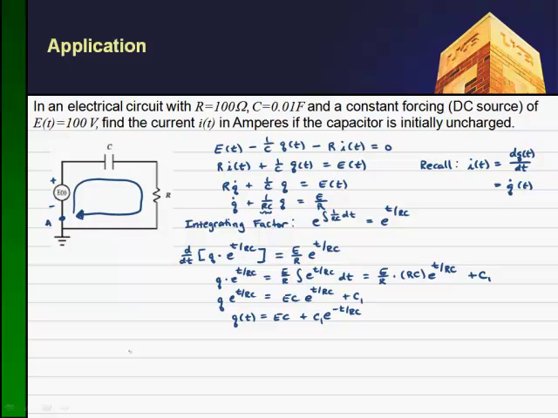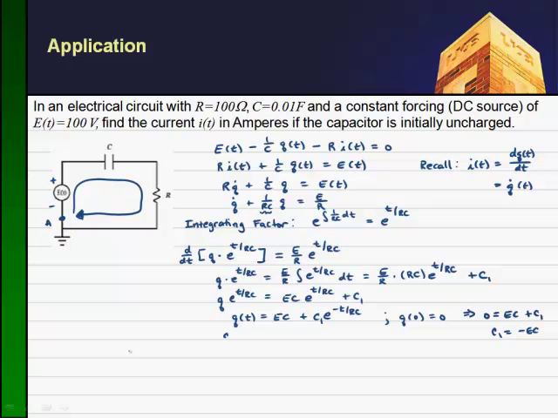Okay, so now we need to apply some initial condition, and I'm going to get that from the fact that the capacitor is initially uncharged. So what that's really saying is that I have some Q at time t equals 0 is equal to 0 coulombs. Okay, so it's initially uncharged. There is no charge at time t equal to 0. So I'll put 0 over here. So I get 0 equals EC plus C1, because e to the 0 will just be 1. It says that C1 is going to be minus EC.